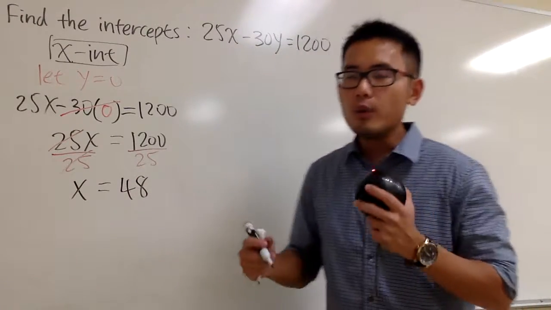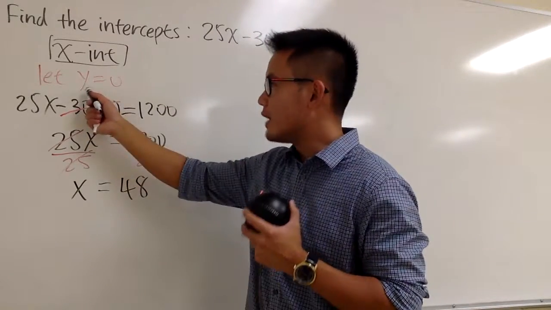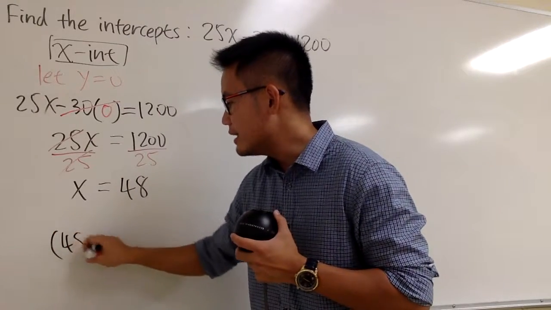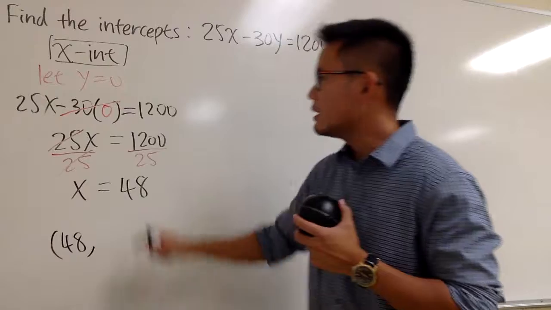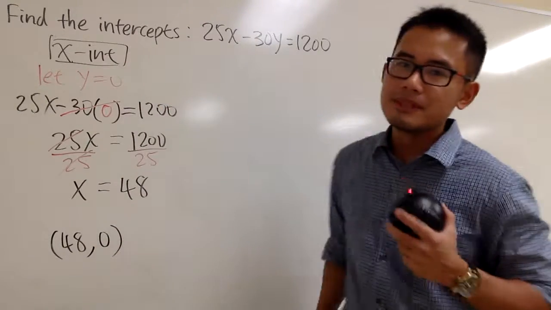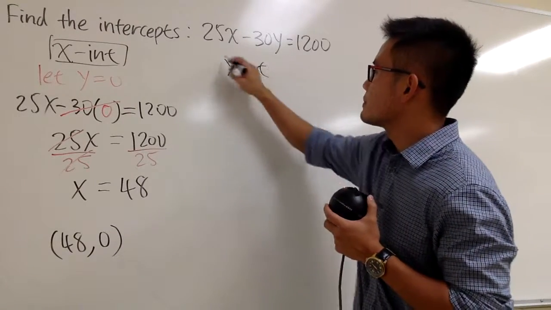At the end, this is how we are going to present our answer. The x value is 48, and the y value is equal to 0. So put it in point form: 48, this is the x value, and comma, the y value is 0. And that's the x-intercept.